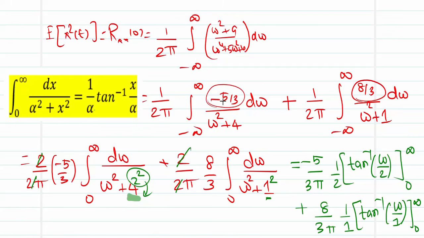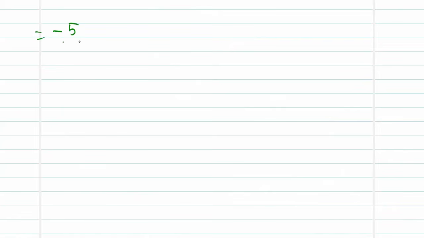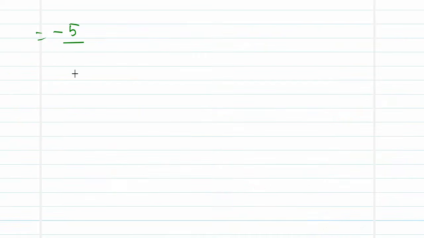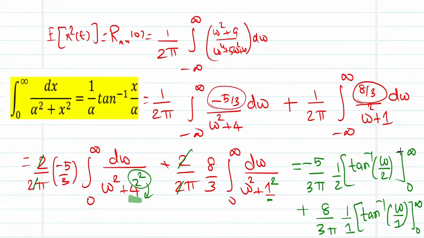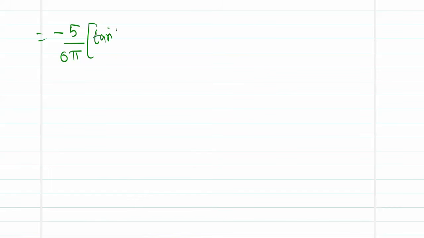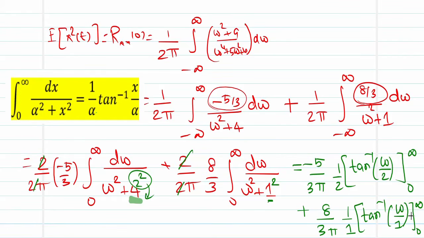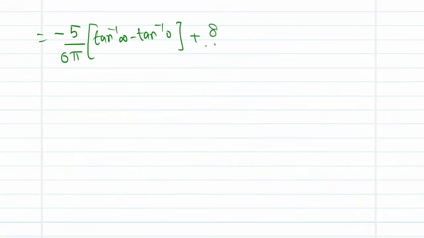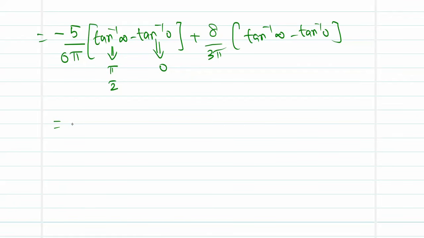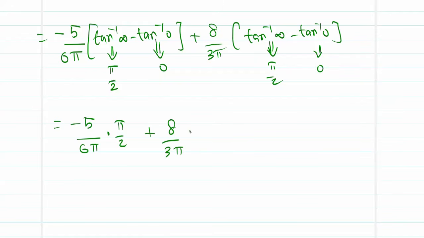Now the next step is going to be our simplification. So I have this equal to minus 5 divided by 3 pi, 2 3s are 6 pi. So this becomes 6 pi, and now tan inverse of infinity is going to be 90 degrees and tan inverse of 0 is going to be equal to 0. So I have tan inverse of infinity minus tan inverse of 0. The next step is 8 divided by 3 pi, again tan inverse of infinity minus tan inverse of 0. Tan inverse of 0 is going to be 0 and tan inverse of infinity is going to be equal to pi by 2. So we substitute it over here, minus 5 divided by 6 pi into pi by 2, and this again is going to be 0. So I have this as 8 divided by 3 pi into pi by 2.